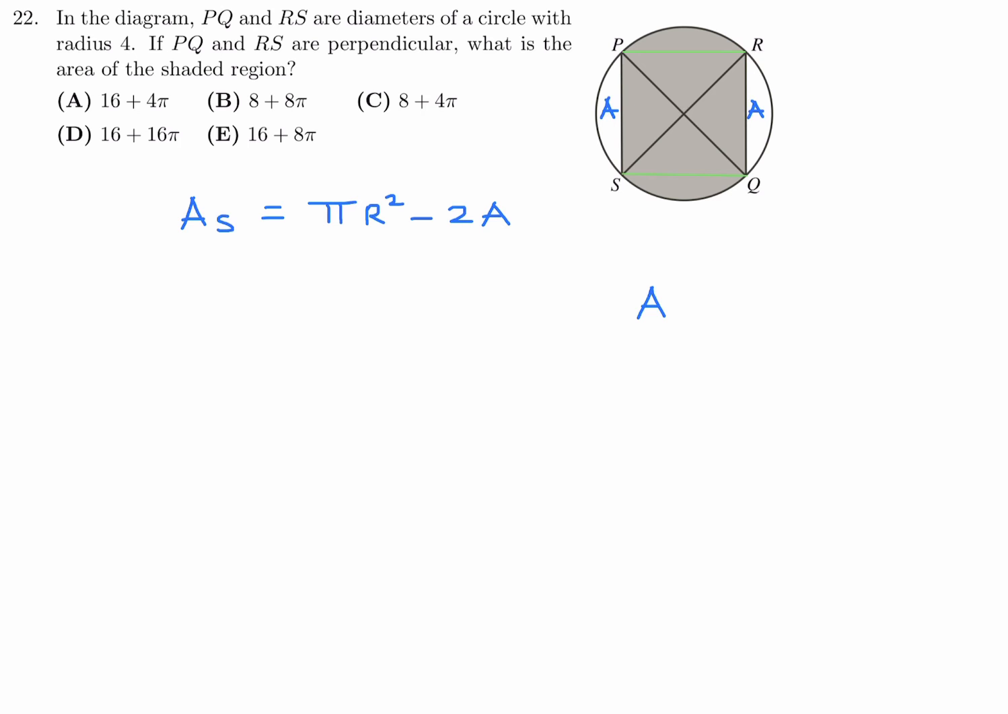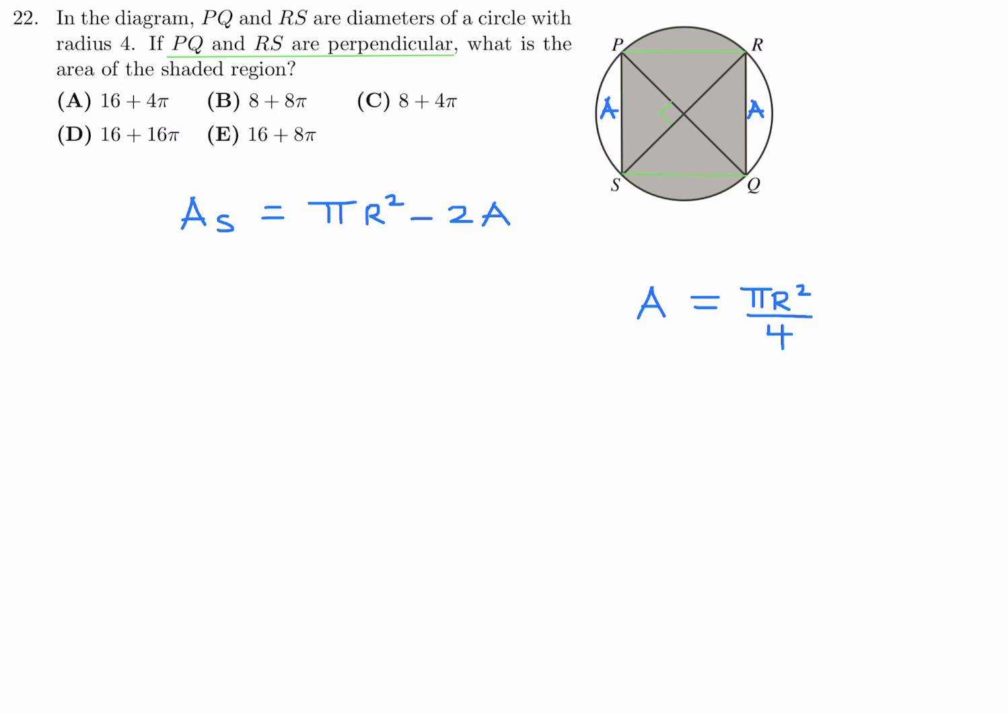And the key thing here is that there's one line in this question that really helps. It's this one right here. PQ and RS are perpendicular. That's very helpful. Why? Because if PQ and RS are perpendicular, then that means this is 90 degrees right here. And therefore, this triangle is going to be very easy to figure out in terms of its area.